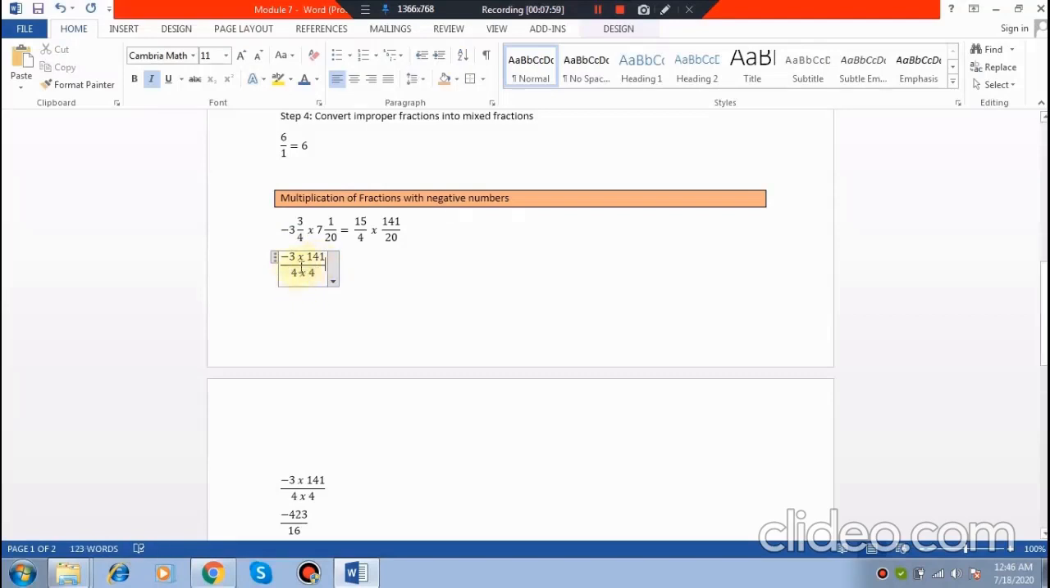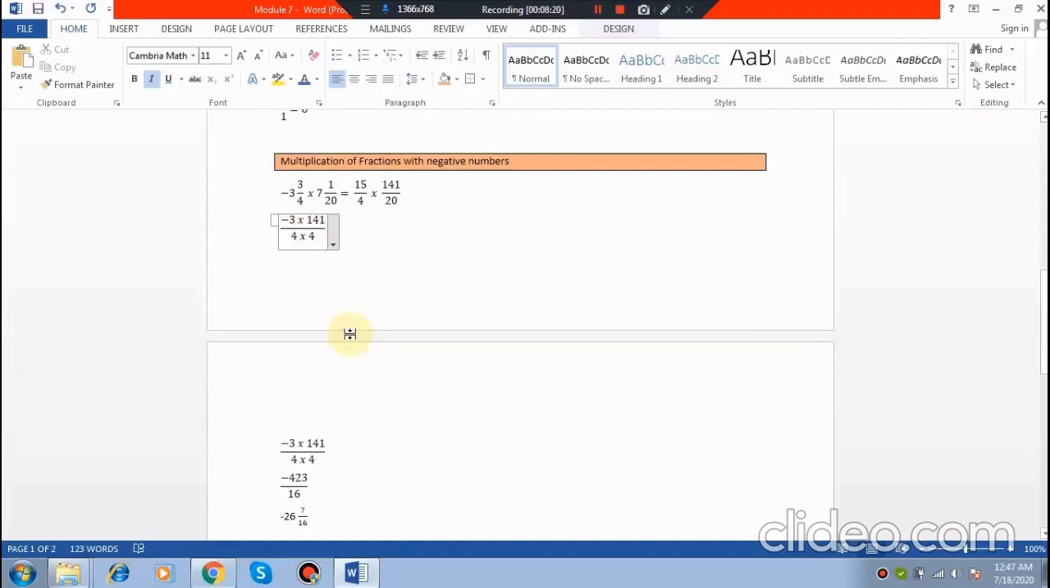Unfortunately, you cannot divide 4 into 141 without leaving a remainder. So we're just going to leave these two like that. Unless it was 140, yes, we would have tried to simplify it, but this one we're going to leave it as it is. Now let's go further.